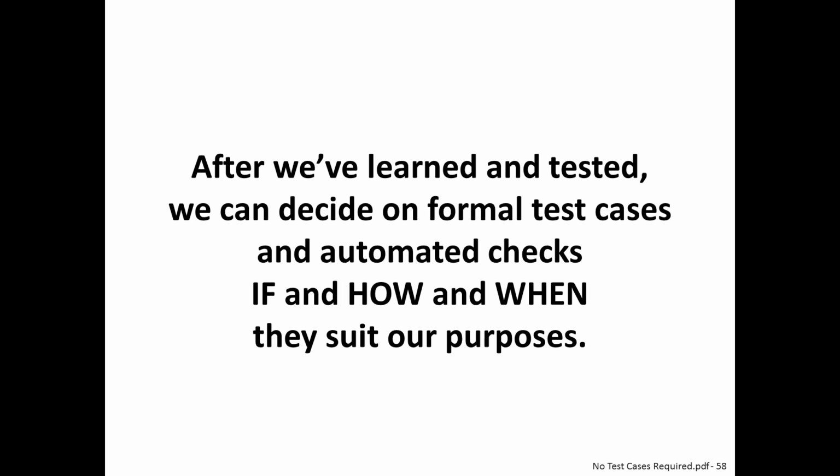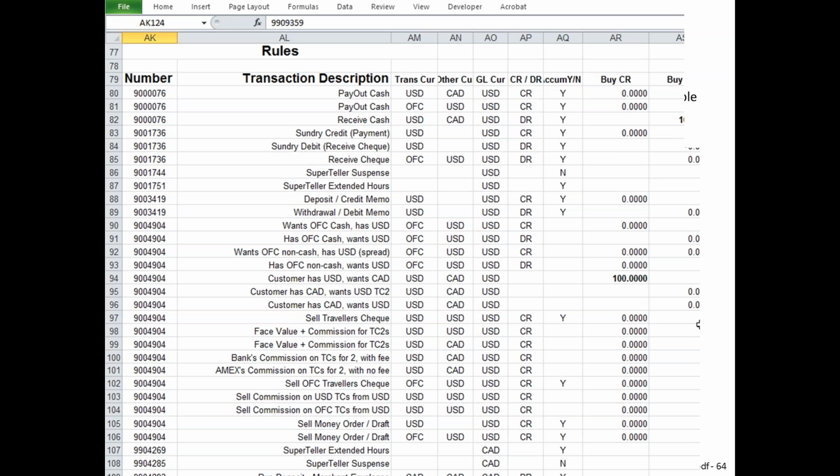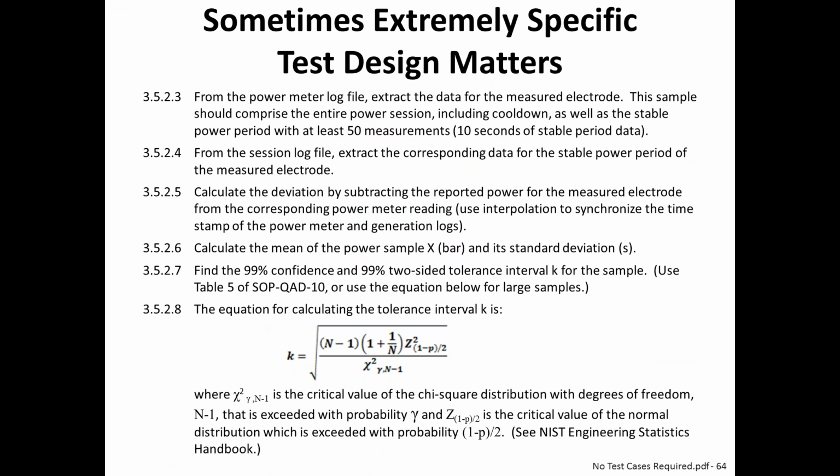See, after we've learned and tested, we can decide on formal testing in cases where formal testing actually matters, where formal testing would be a good idea. So let's have a look at an extremely specific, whoops, this is from another thing here. There we go. Extremely specific test design. If you need that, then specify it at that point. And when you look at this, you're thinking, woo, statistics. You mean the tester is going to have to be a statistician?